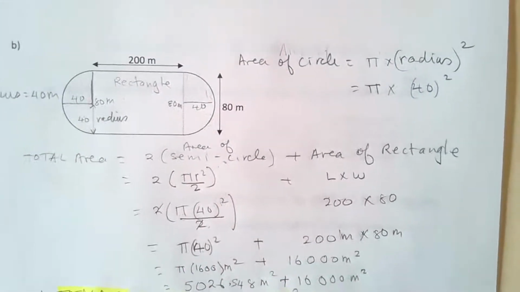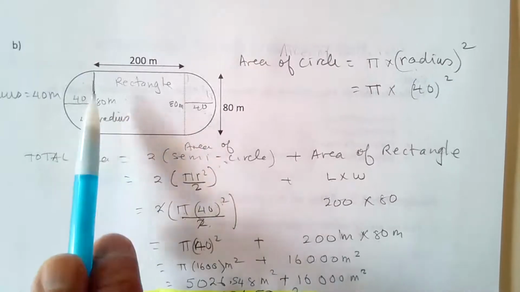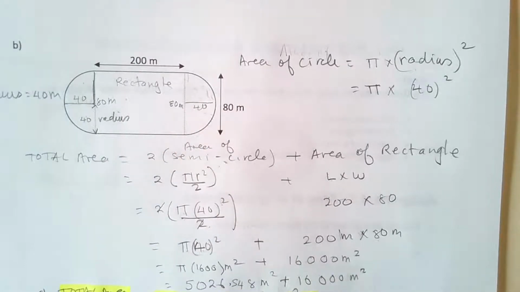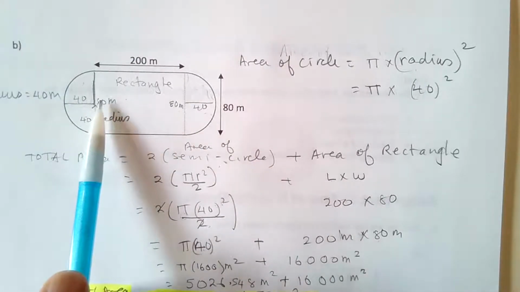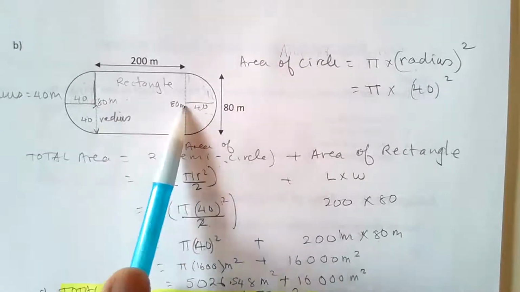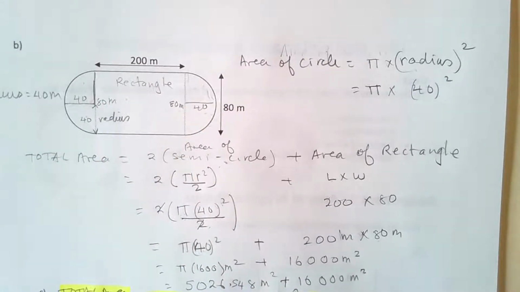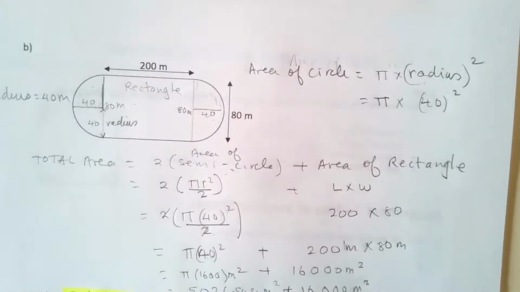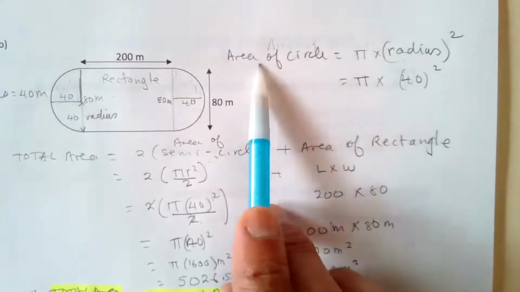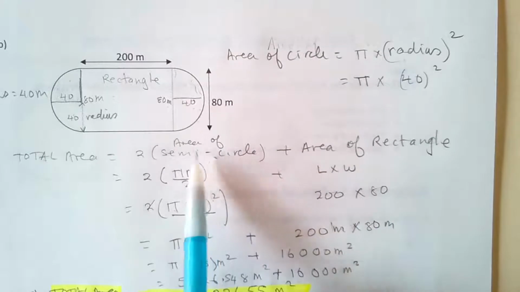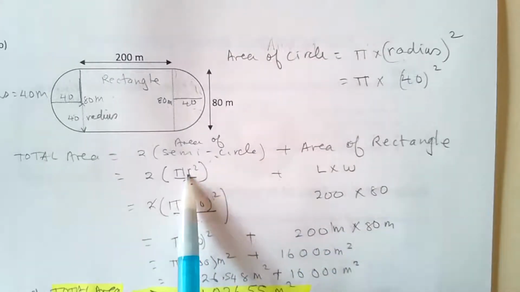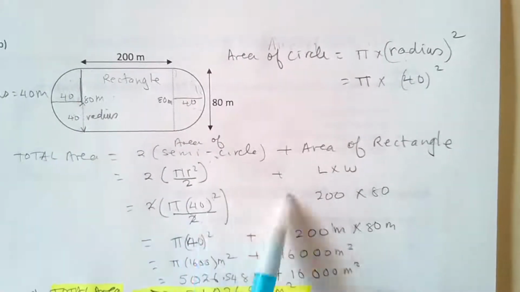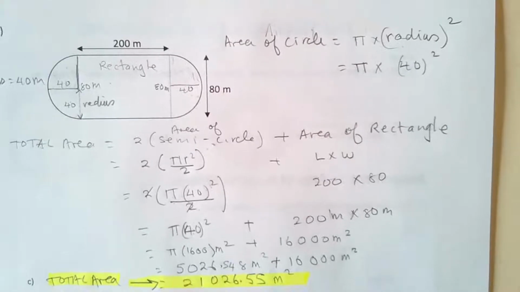So recap, step 1, you want to identify the different shapes within this composite. Then indicate the different measurements. If you don't know, you have to determine it. Then we use the formula for each one of them. So we have rectangle length times width, circle is pi r squared. Then we substitute our given values into our formulas and do our calculation.